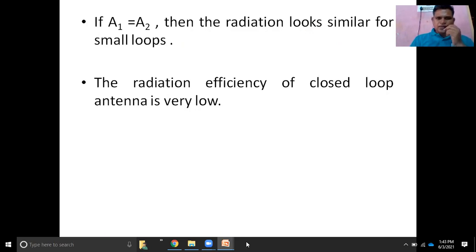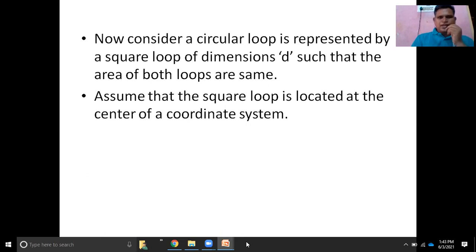One of the disadvantages of these loop antennas is that the radiation efficiency is low compared to dipole antenna and other antennas. Now we'll consider a circular loop. Actually it is a circular loop, and the dimension of the loop is d, such that we are assuming a for our derivation purpose.